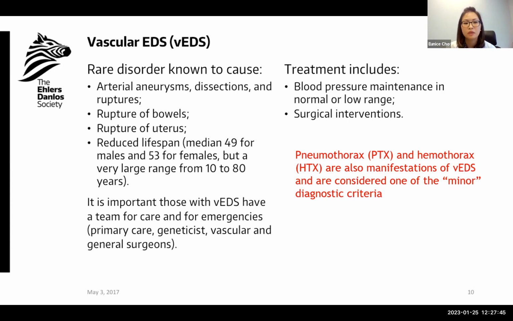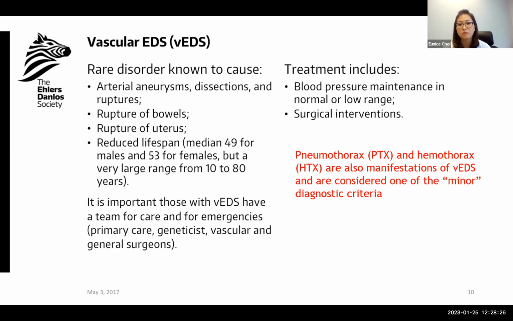Vascular EDS is another subtype that I want to briefly go over. It's a rare disorder, but it's known to cause arterial aneurysm, dissection, and ruptures. They could also have rupture of their bowels, rupture of the uterus. As a result of these devastating issues, they may have a reduced lifespan with a median age a lot shorter than the normal population. So it's very important for patients suspected of having the vascular EDS subtype to have a team of care physicians involved early so that some of these devastating consequences can be prevented.